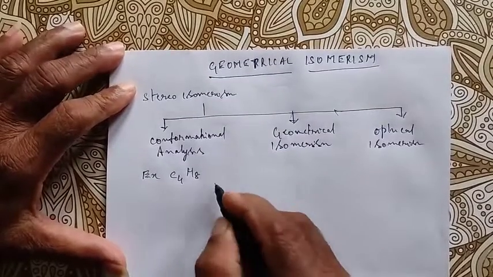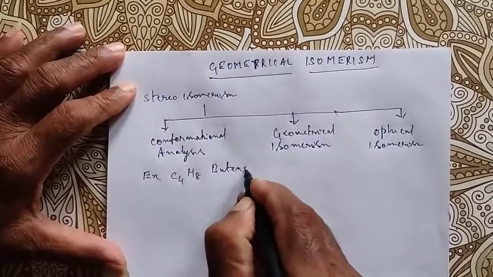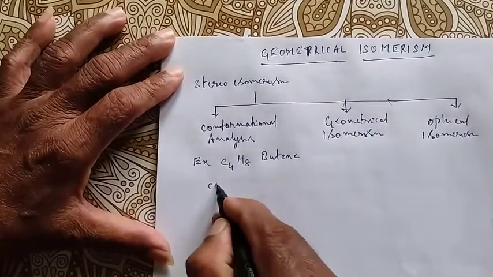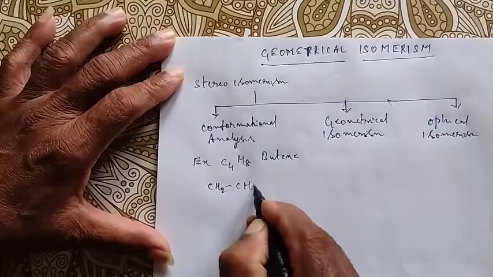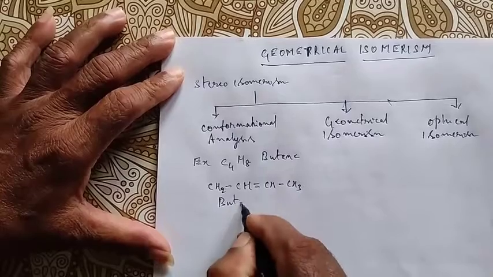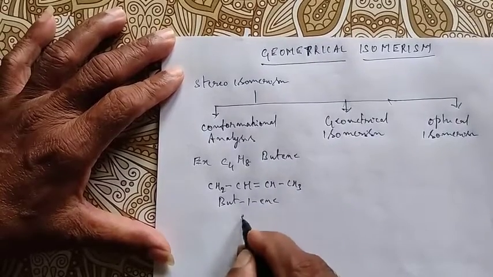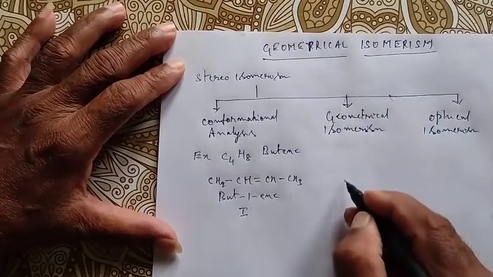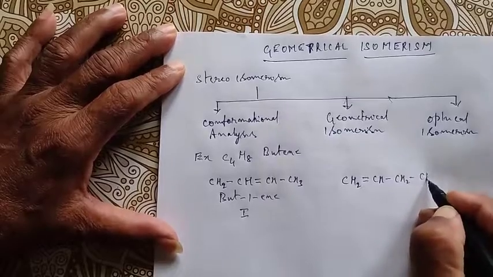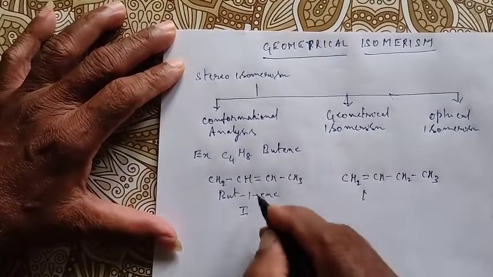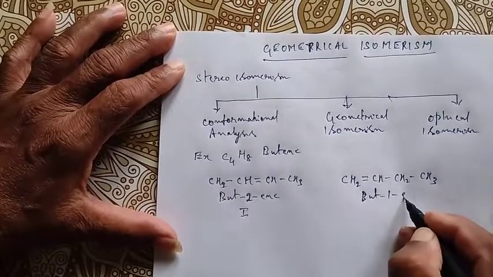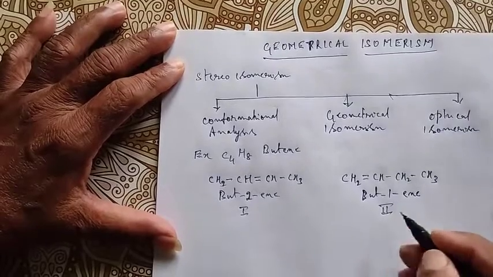C4H8. What is this substance? This is butene. What are the possible structures for this butene? This is CH2=CH-CH2-CH3, but-1-ene. Let us say this is structure 1, and the other substance is CH3-CH=CH-CH3, but-2-ene. So this is structure 2.